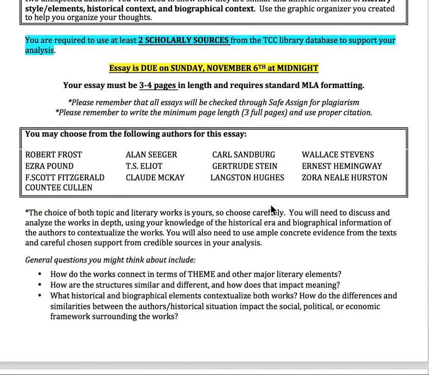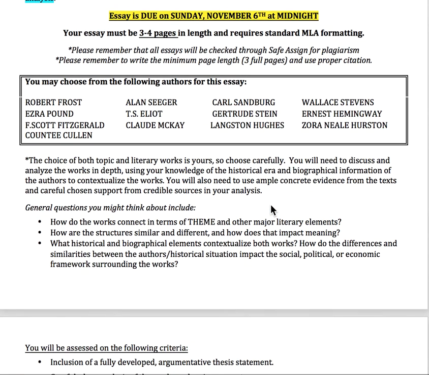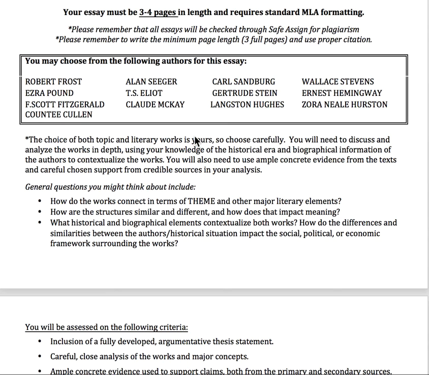So you could choose from any of those and any of the works that you've read from them in this unit. And importantly, the choice of topic and the literary work, of course, is yours, so please choose carefully.